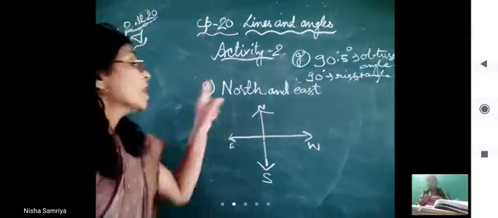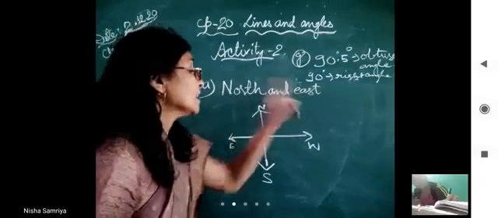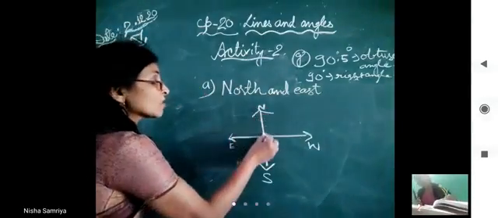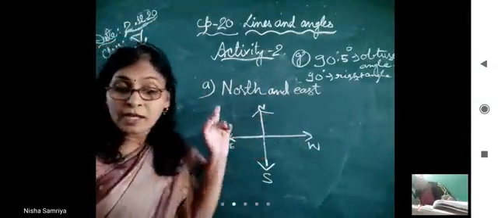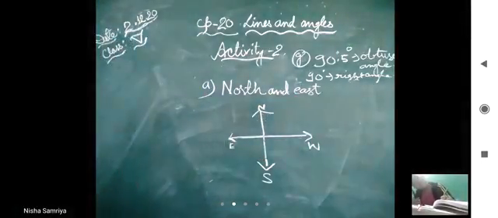First you draw. Now you see north and east. It means this north and east. Which kind of angle you should draw?